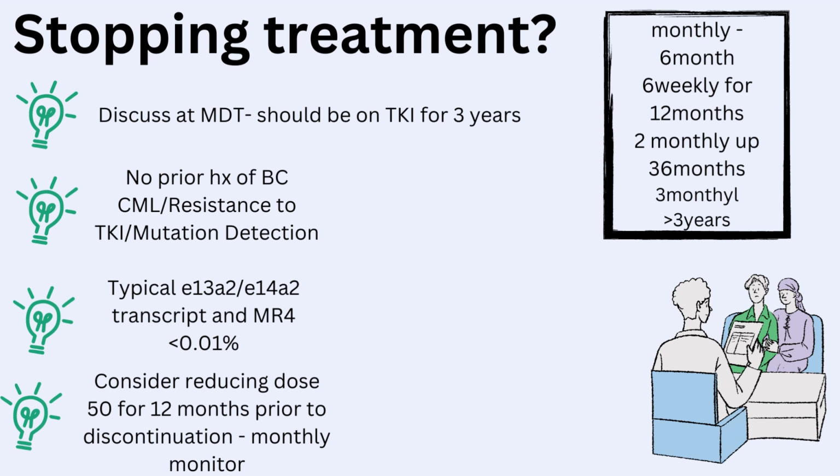with monthly monitoring. After you discontinue, monitoring should be really strict, so it should be monthly for 6 months, then 6 weekly from 7 to 12 months, then 2 monthly from 13 to 36 months, then 3 monthly after 3 years. If you've lost your molecular remission, then the TKI treatment should be reinitiated within a month. And if major molecular response is not achieved by 6 months, then kinase domain mutation analysis should be performed at that point.